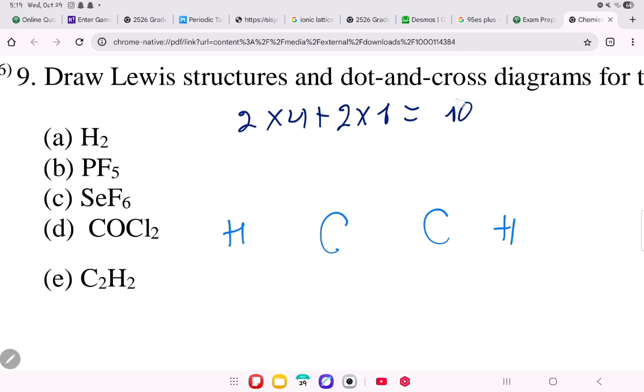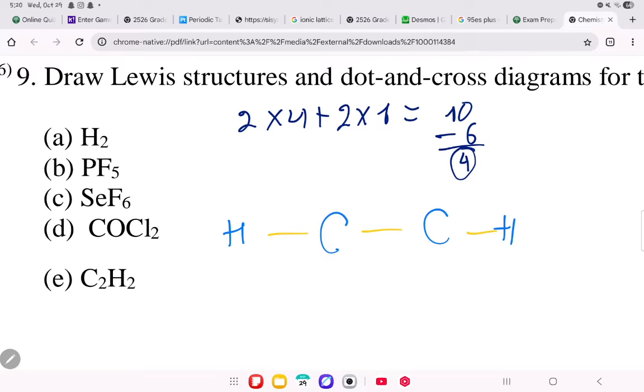Now we link all of them by a single bond to each other. So what did we do? We used 3 single bonds, which means we used 6 electrons. So 10 minus 6 leaves us with 4 electrons to use. Of course, we need to put them on the surrounding atoms, but in our scenario, hydrogen is our surrounding atom, and what we need to know about hydrogen is we never, ever put any lone pairs on hydrogen. So if we were to put our lone pairs, it will be on carbon.